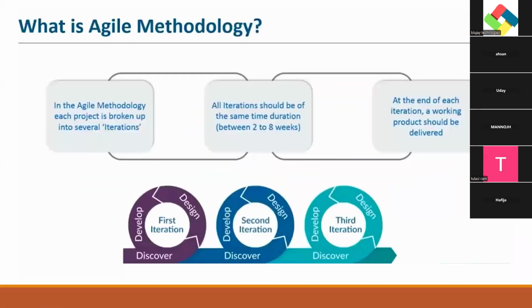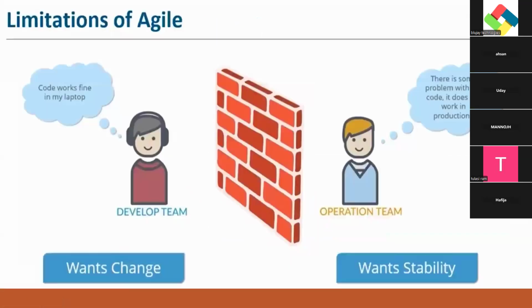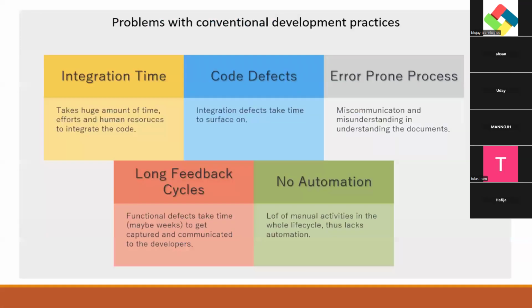So a new model comes into the picture, that is the agile methodology. In the agile methodology, each project is broken up into several iterations. All iterations should be the same time duration, between 2 to 8 weeks. At the end of each iteration, a working product should be delivered. So this is the first iteration. If they find any issues, they will resolve them here only. That's the reason the agile methodology comes into the picture.